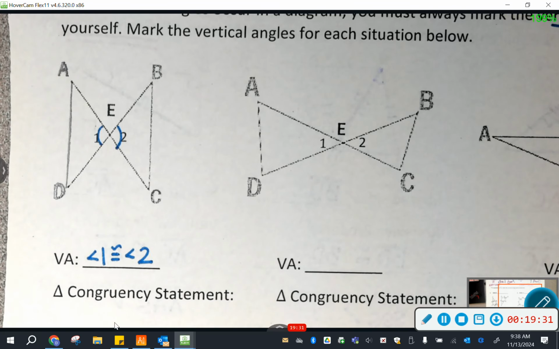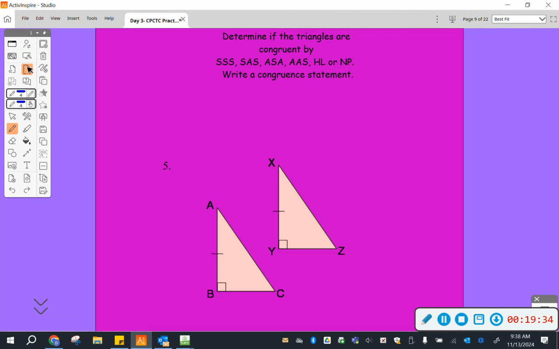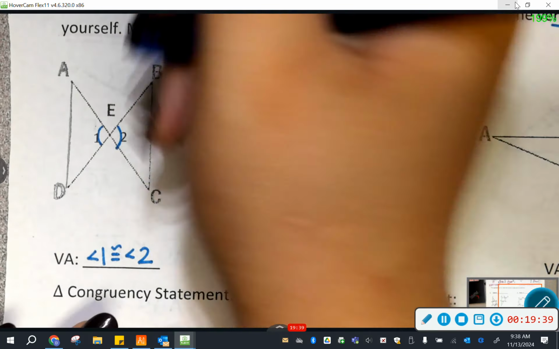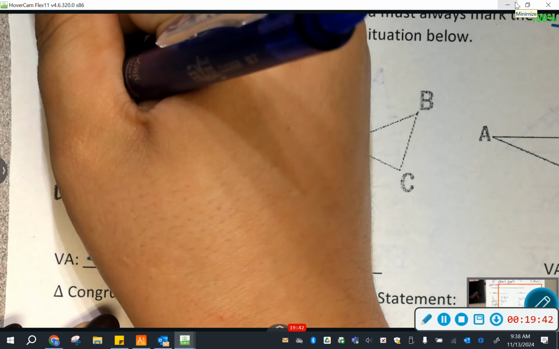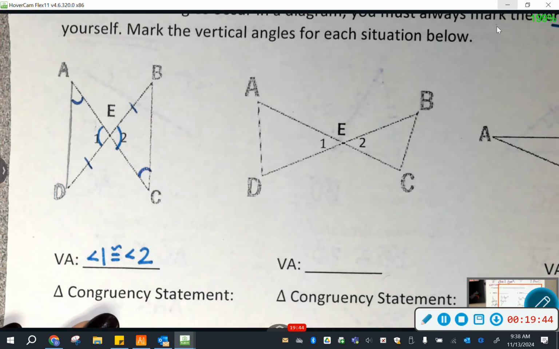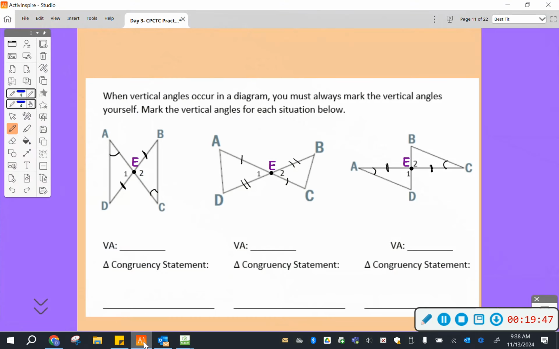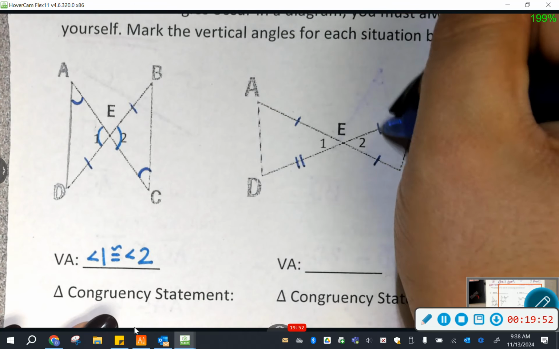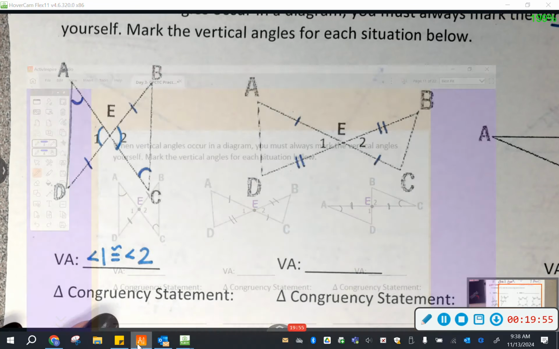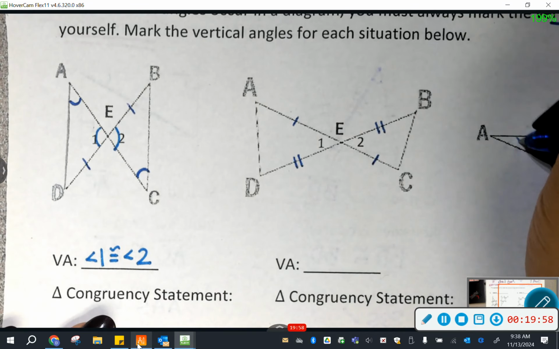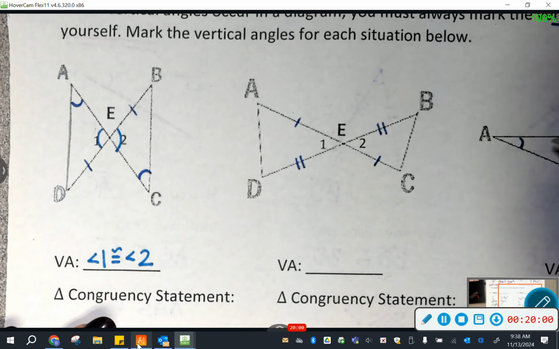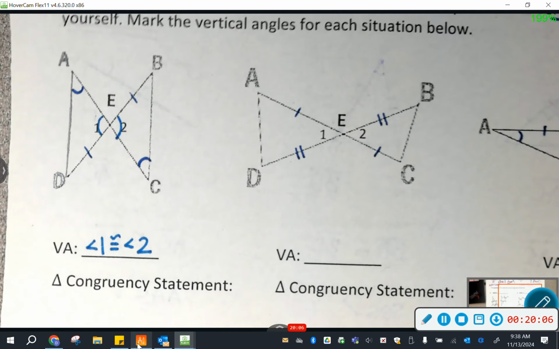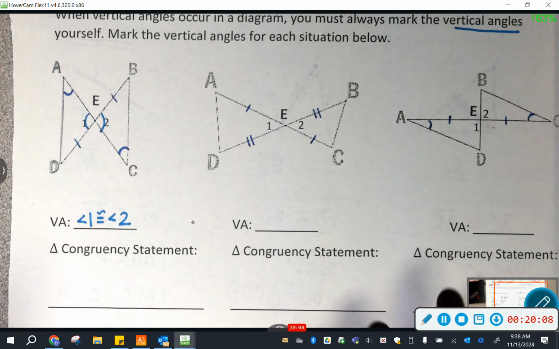Let me go look and see what I got to add. Okay, on this one, tick mark, arch. Okay, so I think it's tick mark, arch. On the other one, double tick marks. Here, here, here. Last one, arch. Okay. Please add those markings to your paper.